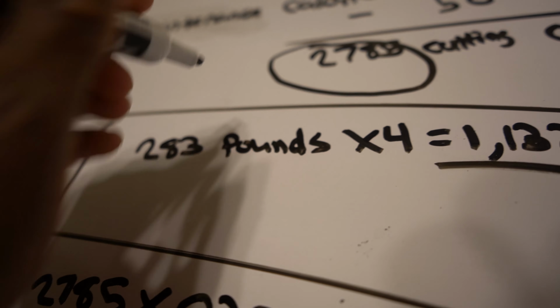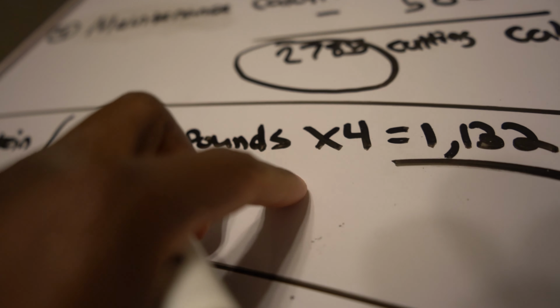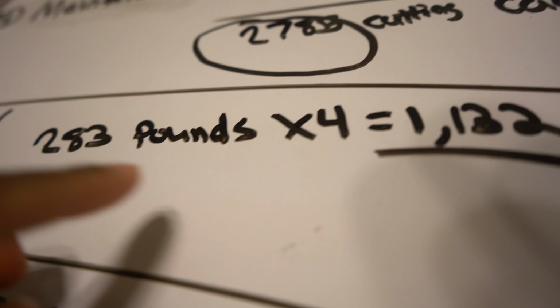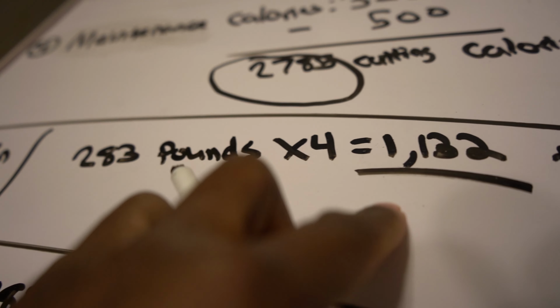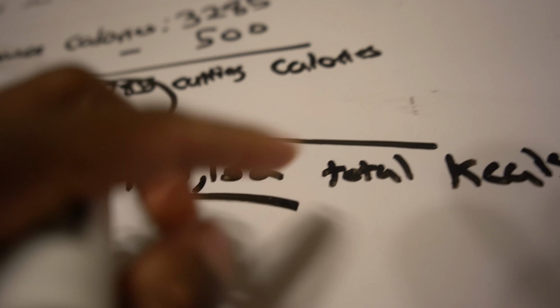So what we're going to do is multiply 283 times 4. For every gram of protein, there's 4 calories. So that's why we're using the number 4. So you're going to multiply 283 times 4, and that's going to come out to 1,132 total calories.